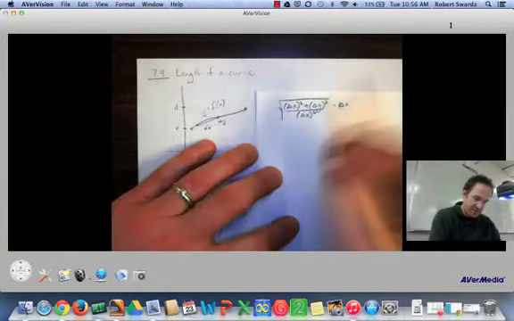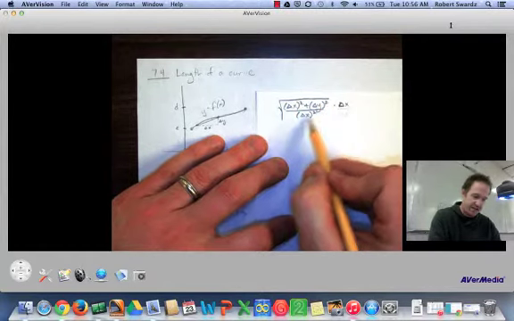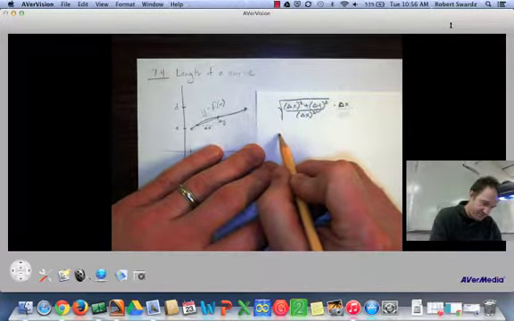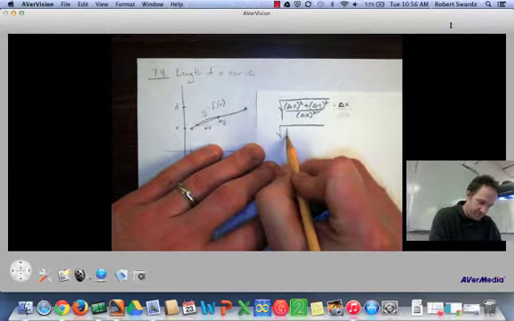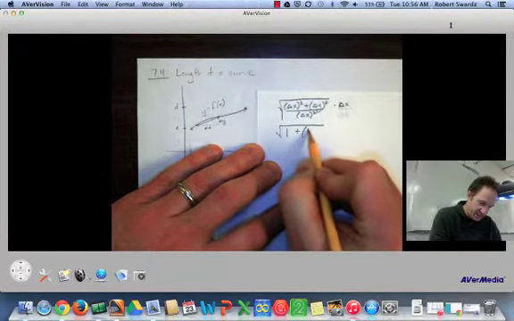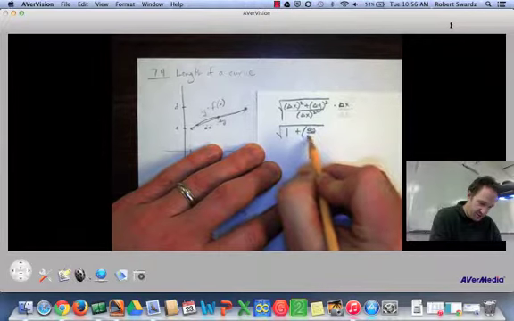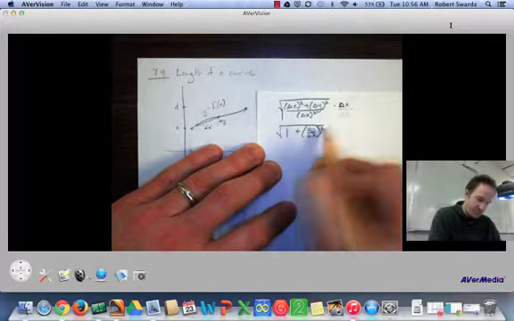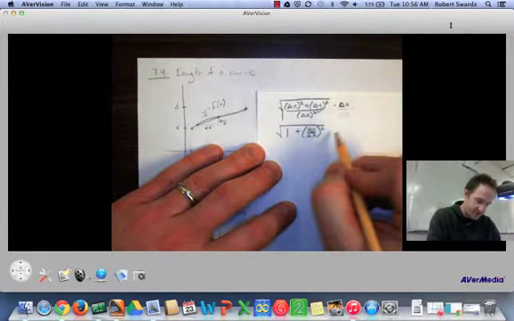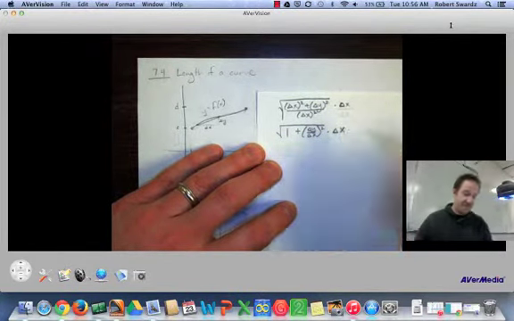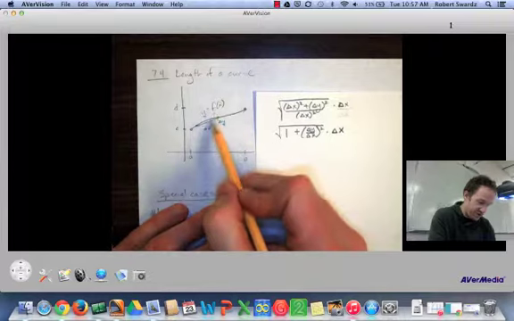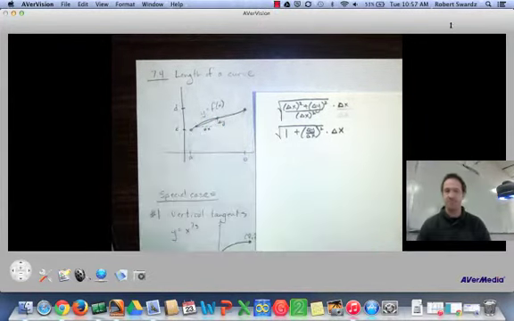Now if I divide both of these terms by delta x squared, I get the square root. Now delta x squared over delta x squared is 1. And I get delta y over delta x squared. Both of them are squared. I just combined them under there. And then I've still got this delta x on the outside. And again, that gives us the length of this straight line segment.